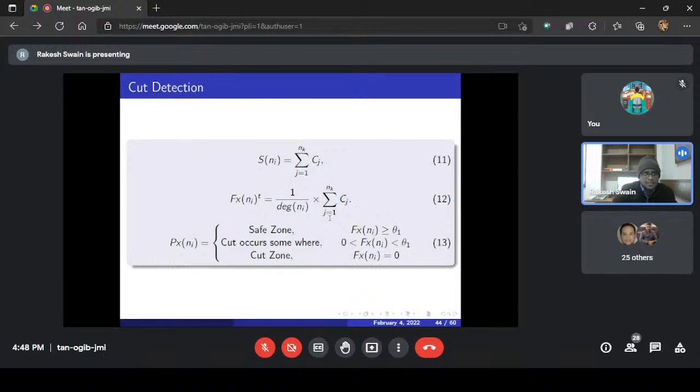Actually, a potential factor is introduced to find out the degree of the sensor node, and after that some threshold value is used here to find out whether it is present in the safe zone or in the cut zone.